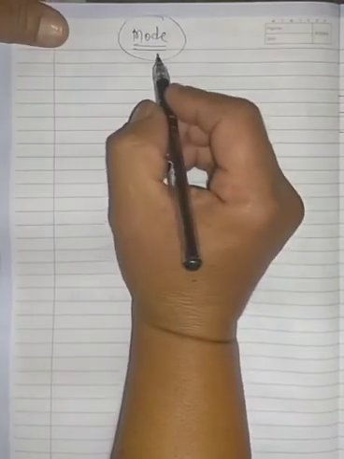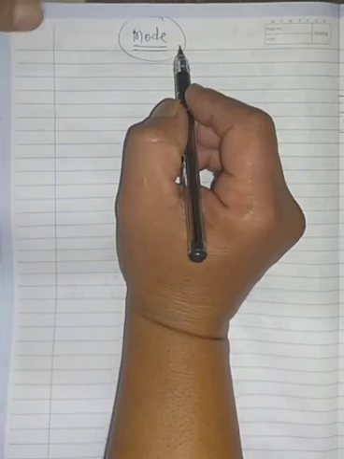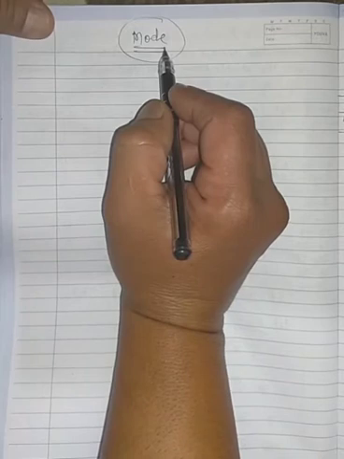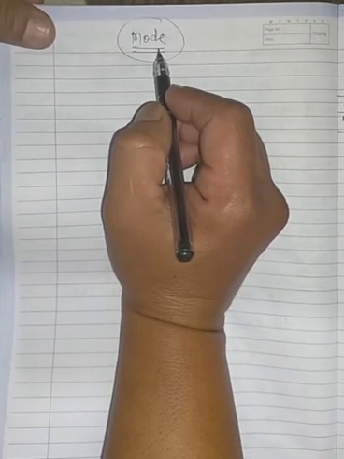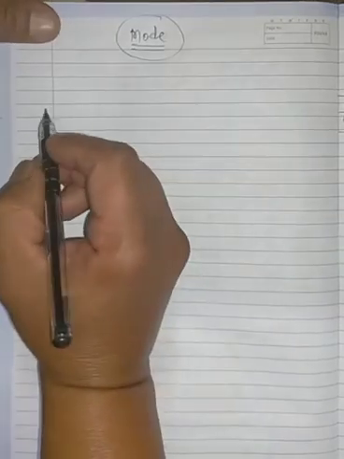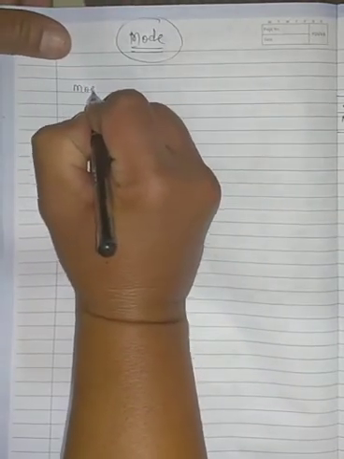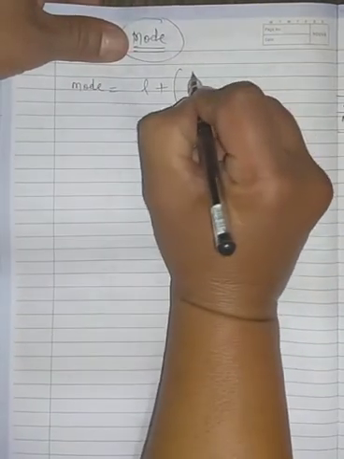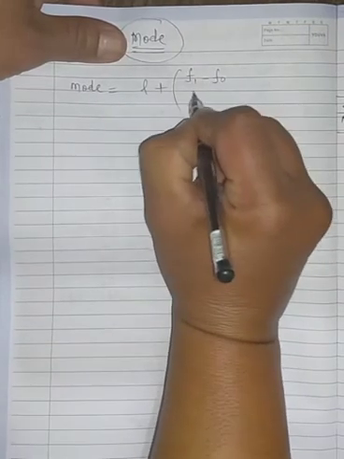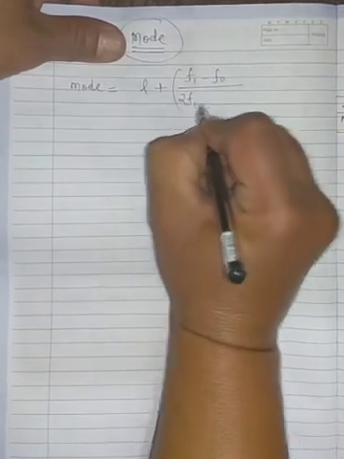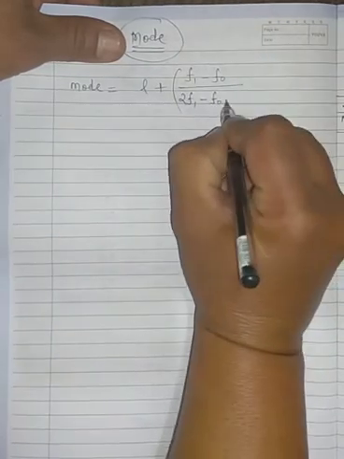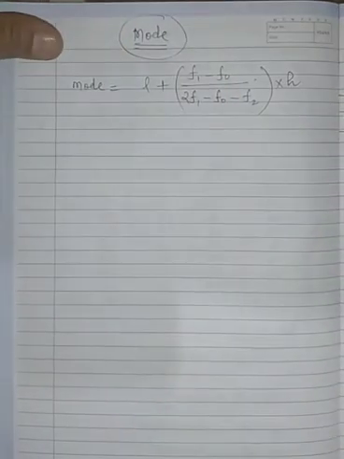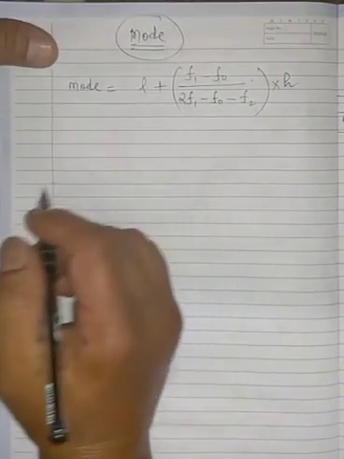In this video, we will study the mode of grouped data. Mode we have studied in class 9th also, but that was for ungrouped data. In this class, we will study the mode for grouped data, and the formula which we are going to use for this is mode is equal to L plus (F1 minus F0) upon (2F1 minus F0 minus F2) multiplied by H. This is the formula which we will use in this.